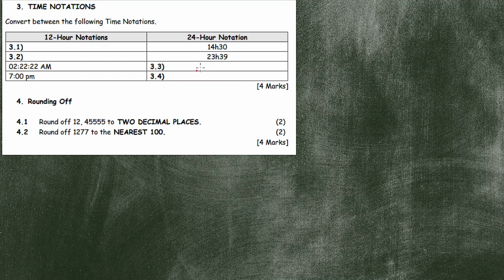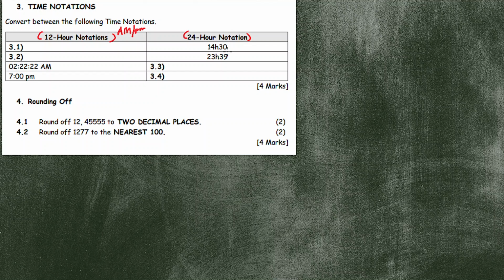Alright, so time notations. We are converting between the following time notations. We are dealing with the 12-hour notation and the 24-hour notation. The 12-hour notation uses the AM PM system. The 24-hour notation does not use the AM PM system. The 12-hour clock divides the day into AM, before midday, antemeridiem, and PM, after midday, post-meridiem, right?